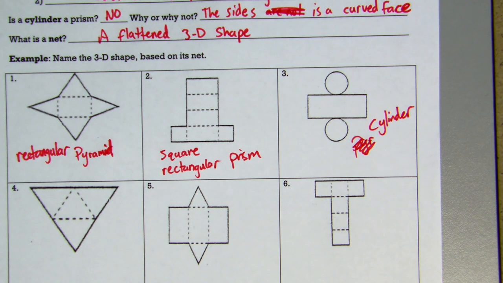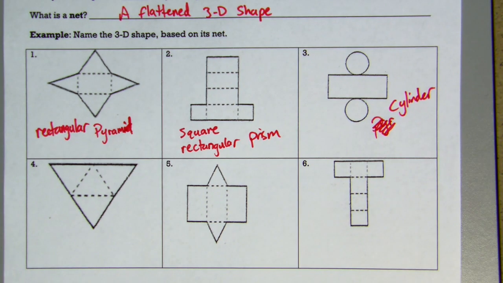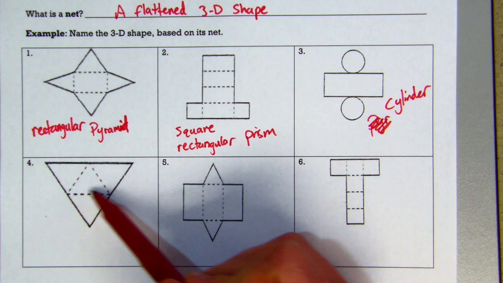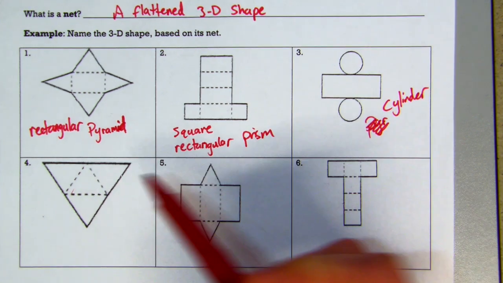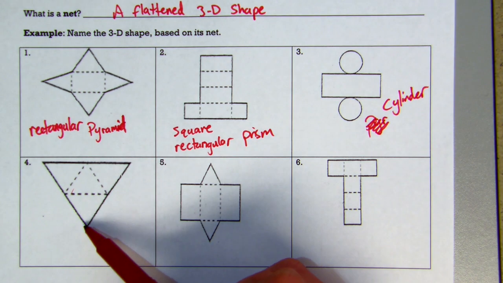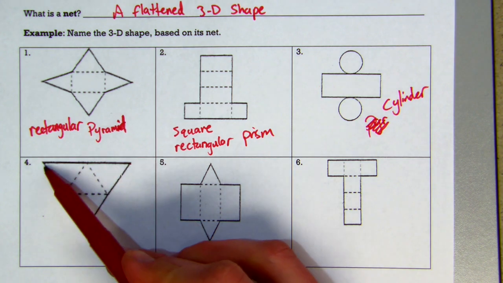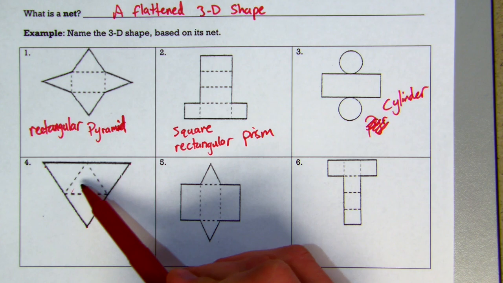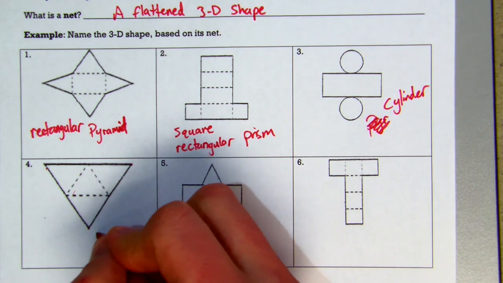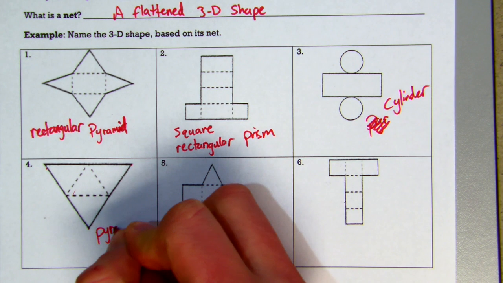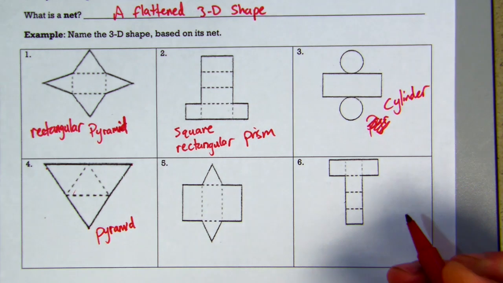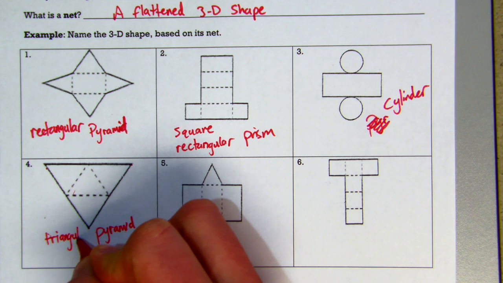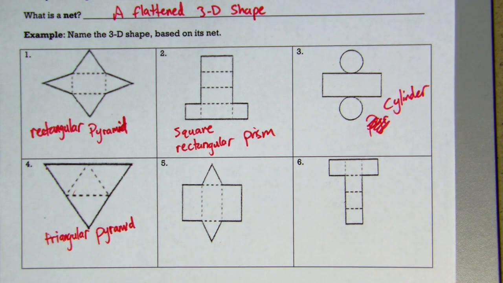Let's look at number 4. In this case, I have 3 dotted lines here, so I know I'm going to have some kind of triangle. And it looks like I can take my little edges here, my point here, point here, point here, and fold them up and they will meet at the very top, or the very center right here. So I know this is going to be a pyramid. And it's going to be a triangular pyramid, because I have a triangle for the base.